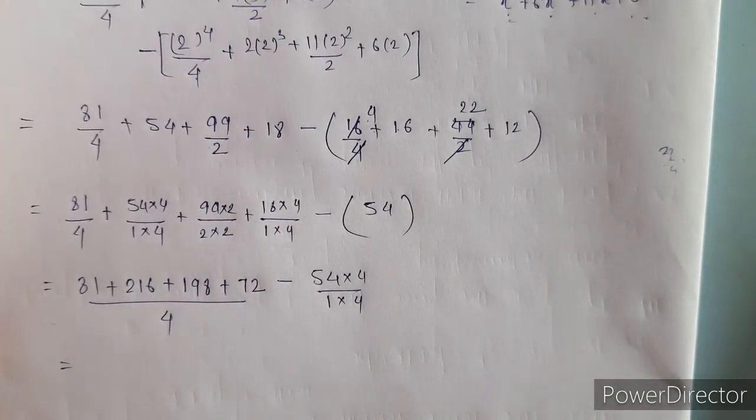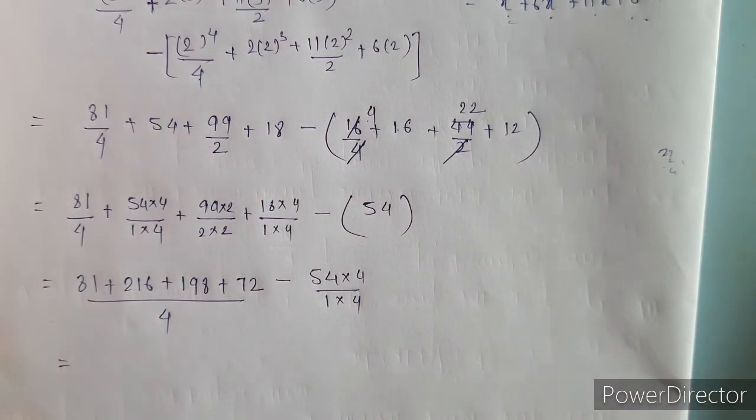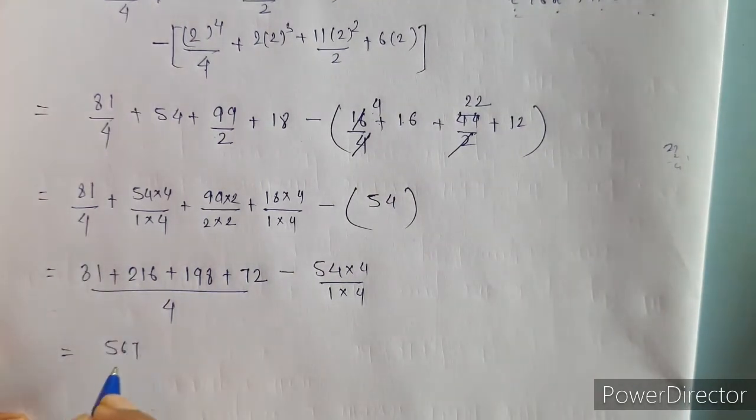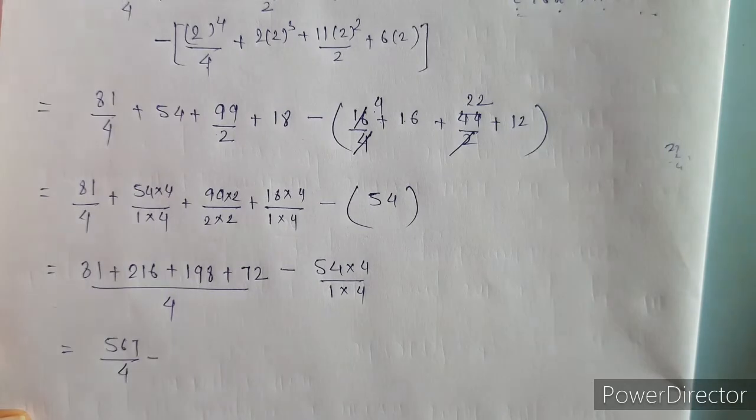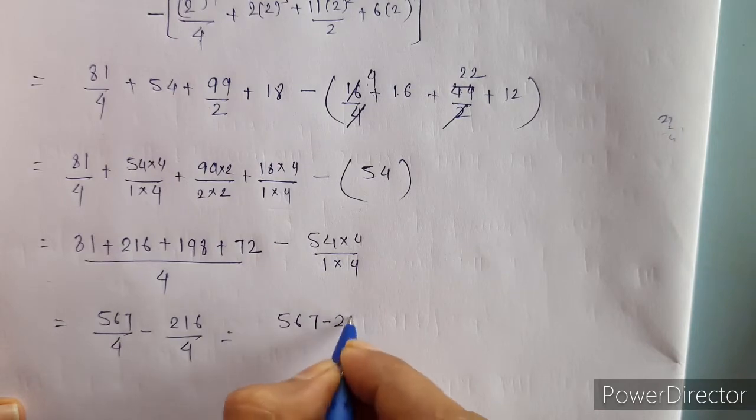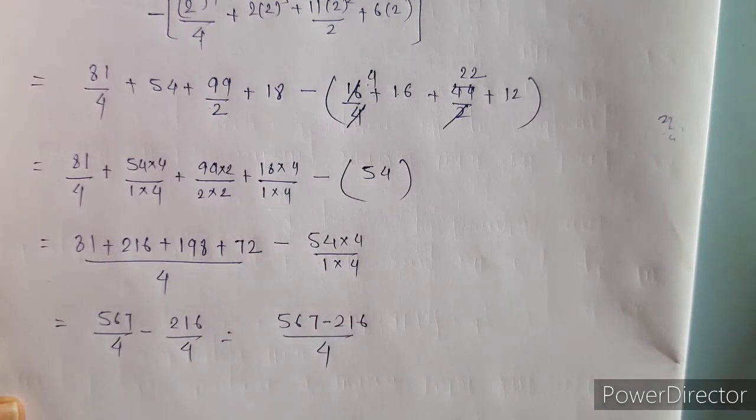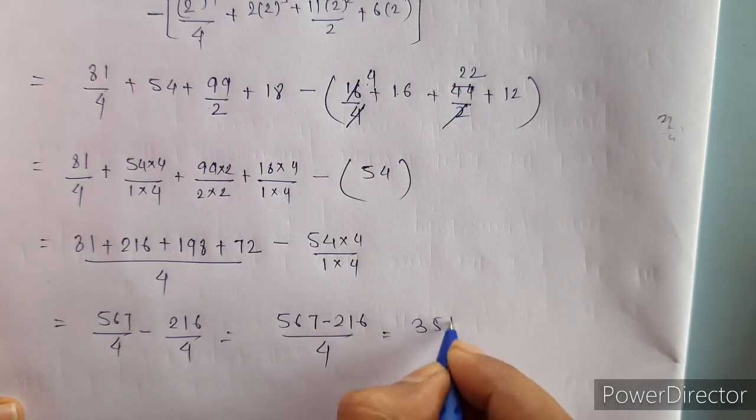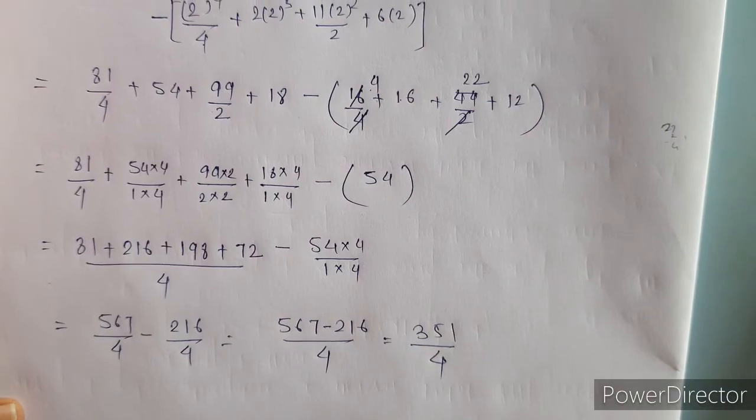So here we have 81 plus 216 plus 198 plus 72, which is equal to 567 by 4, minus 54 by 4. 54 multiplied by 4 is 216 by 4. So we can write this as 567 minus 216 by 4, which is equal to 351 by 4. Okay.